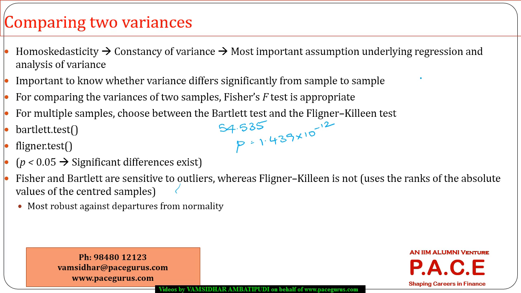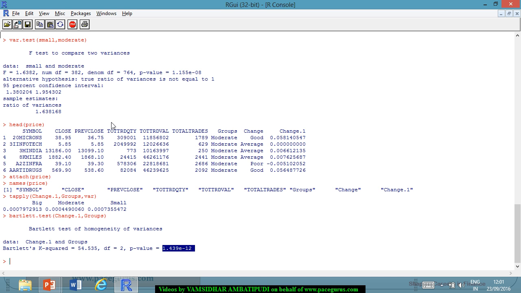Even the Bartlett test makes a null hypothesis that the variances across all the groups are more or less uniform. The Bartlett test is making a simple assumption that the variances are more or less uniform. And the alternate hypothesis says, no, there is a significant difference in at least one of the group's variances. And if I'm looking at the p-value, it is 1.439 × 10^-12, less than 0.05, and because of which I can make a conclusion that the variances are not uniform across the groups. At least in one of the groups, the variance is significantly different from the rest.